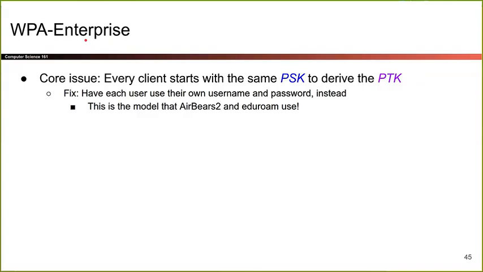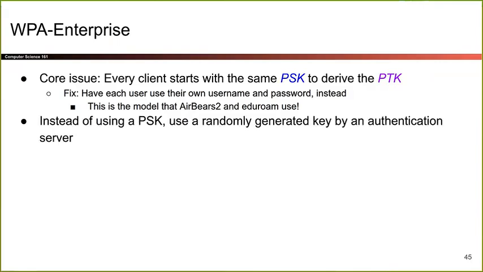So if your home Wi-Fi network just asks you for a password, that's WPA2 or WPA PSK. If it's like AirBears2 and it asks you for a username, that's Enterprise. And I think, as the name says, it's mostly companies or universities that are using Enterprise.